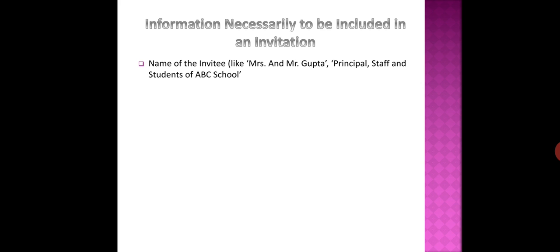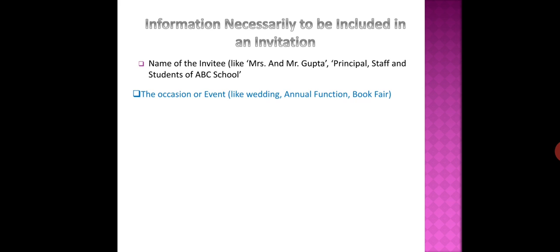Information that is necessary to be included in an invitation: name of the invitee, the person who is inviting. For example, if it is a school function, then principals, staff, and students of so and so school. If it is a family function, for example, if it is a function to be organized by Mrs. and Mr. Gupta, then they would be the invitees.